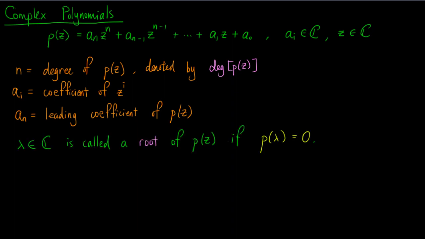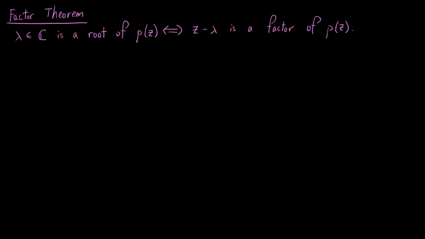Also, for lambda a complex number, we say that lambda is a root of p(z) if p(lambda) equals 0. An elementary but important result for polynomials is the factor theorem, which states that lambda is a root of p(z) if and only if z minus lambda is a factor of p(z).